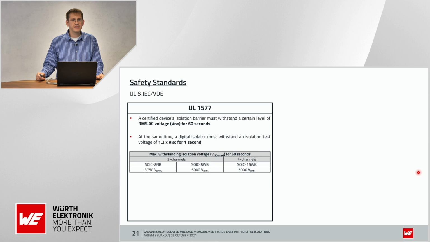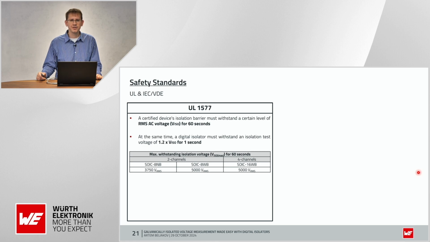According to UL 1577, for certified devices, the isolation barrier must withstand a certain level of RMS AC voltage, or VISO, for 60 seconds. At the same time, a digital isolator must withstand an isolation test voltage of 1.2 times VISO for 1 second.